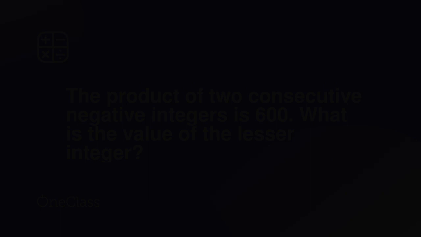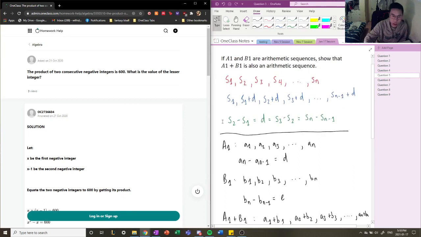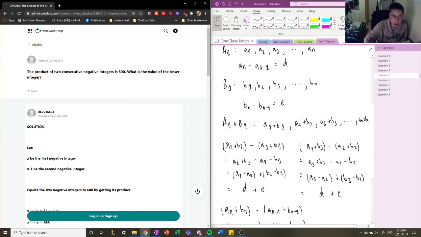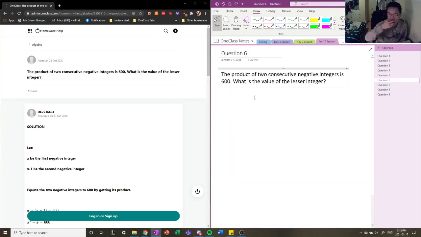This kind of question here. And this is just one way that we can prove it. So I guess the challenge for you guys is to think of another way that you can prove that the sum of arithmetic sequences is also an arithmetic sequence, okay? But anyway, moving on to the next question.